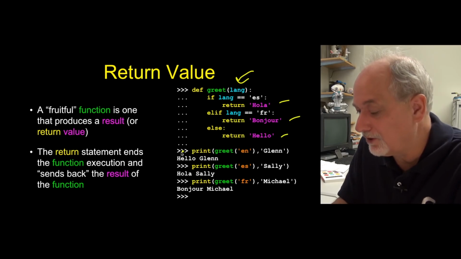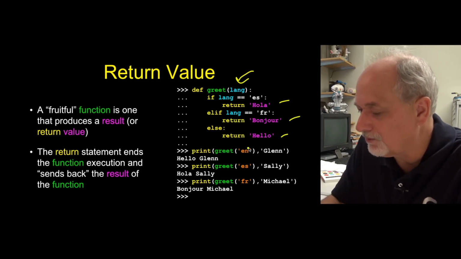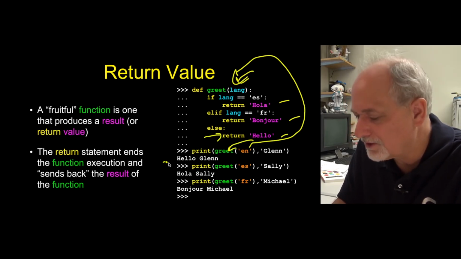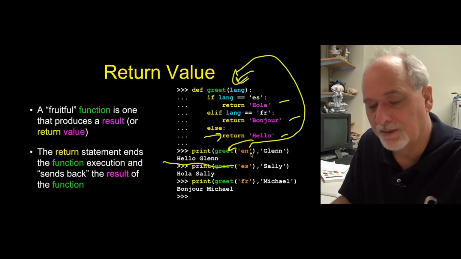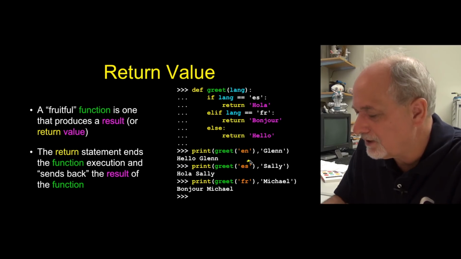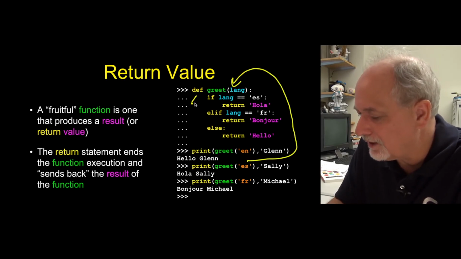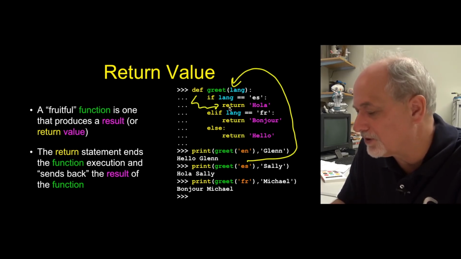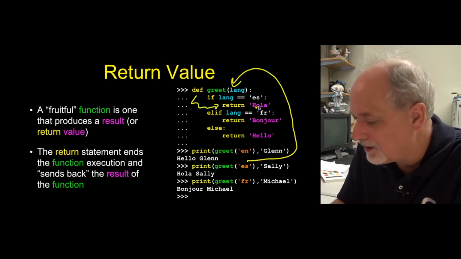So now we say print greet en, so it runs the code once, lang is en, and then it runs this code, and the residual value is hello, so it says hello Glenn. And similarly, when it runs this code, it passes es in as lang, it runs through, and it runs this statement. If there were more statements, it wouldn't run them. As soon as this return runs, that says that this bit right here is now hola, so hola Sally.